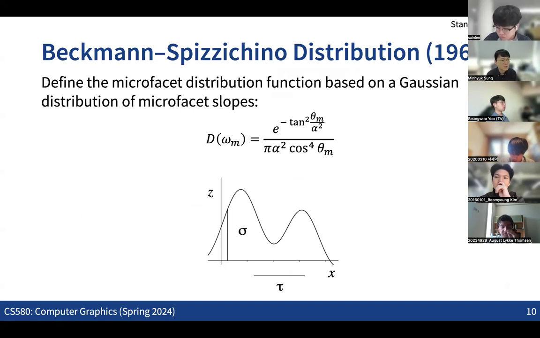We are going to skip some of the details in terms of how we exactly derive the formulation. But this specific distribution was defined by assuming that the bumpiness of the surface is defined based on a Gaussian distribution of the microfacet slopes. When you consider a Gaussian distribution of the microfacet slopes, we can define the distribution like this. We can control parameters, the alpha here, to get different kinds of models.